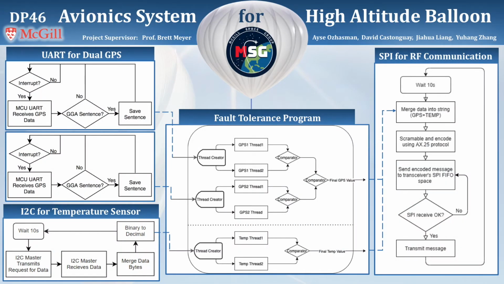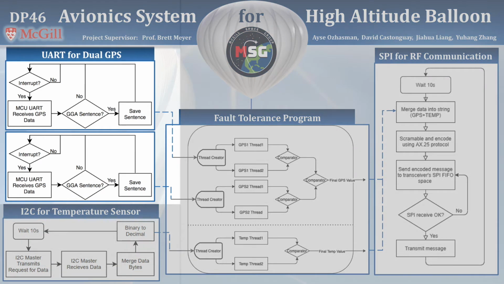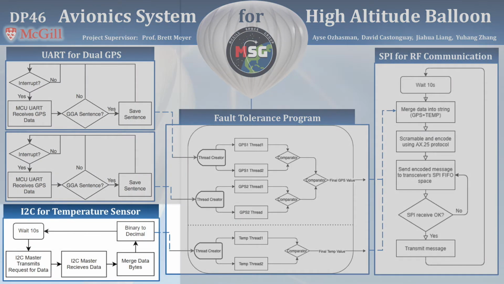The software system consists of 4 major components. The UART of the dual GPS receivers works with interrupt and saves the GPS GGA sentences. The I2C for the temperature sensor is triggered every 10 seconds, and we will convert the raw binary data into decimal values, which are then fed into the fault tolerance system.